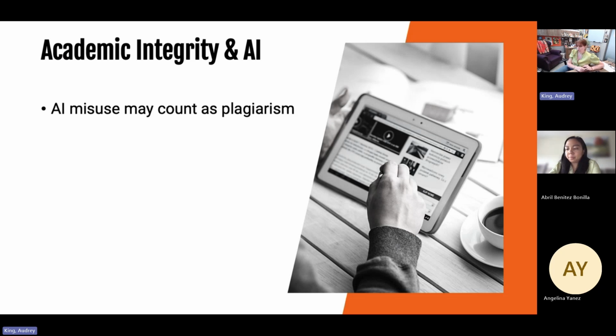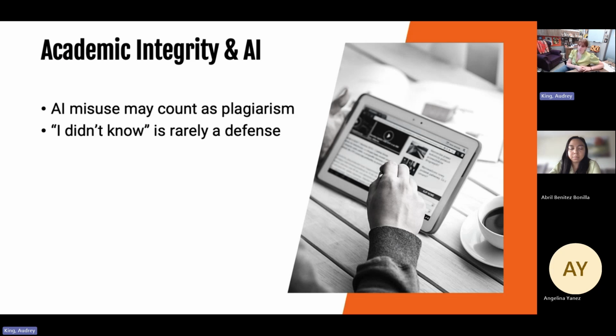Not using it in the way that it should be used or can be used, using it like a tool, not as a crutch, is what we're talking about there. "I didn't know that AI didn't count here." That's not a defense.